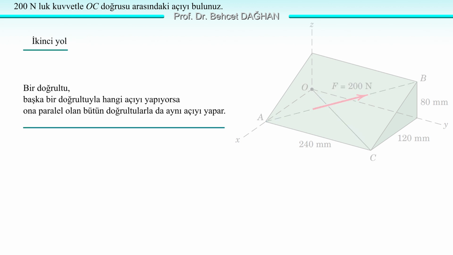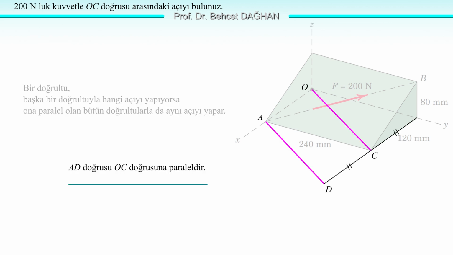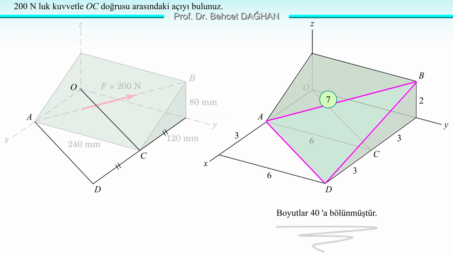Let's solve this problem a second way, through geometry. Remember this. Whatever angle a line makes with another line, it also makes the same angle with all lines parallel to it. In other words, whatever angle AB makes with line OC, it also makes the same angle with all lines parallel to OC. So, let's consider line AD, which is parallel to OC. Whatever angle AB makes with OC, it also makes the same angle with AD. Let's construct triangle ABD and find the angle between AB and AD in this triangle.